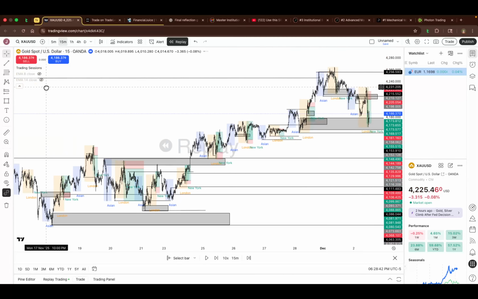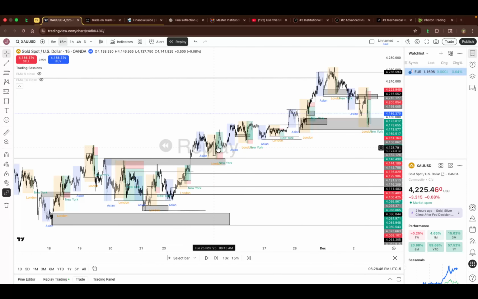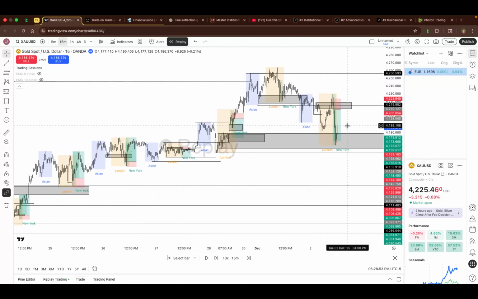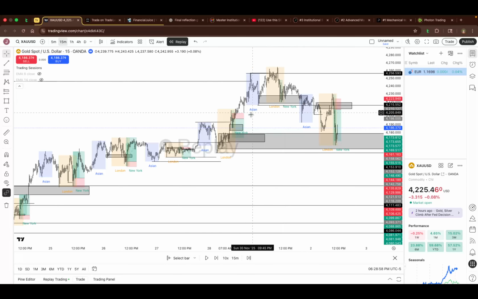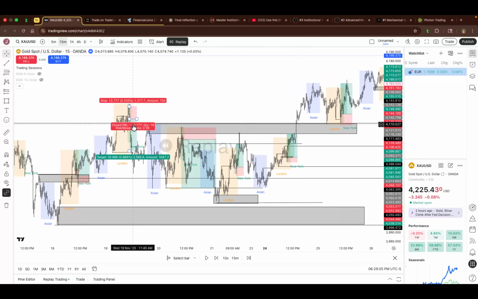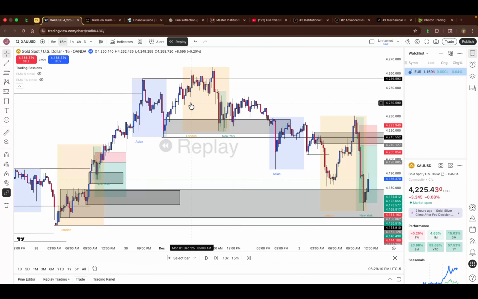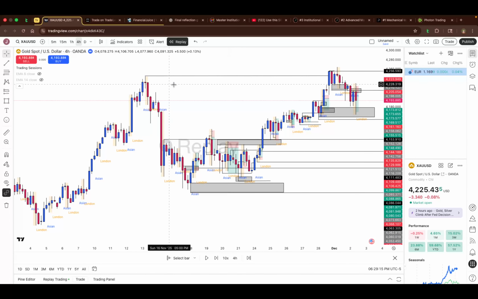I traded exactly 10 New York sessions, I believe. I placed trades on 10, but there were 11 New York sessions. So I'm gonna start on the higher time frame, my 4 hour.